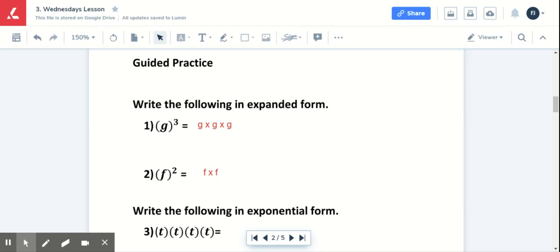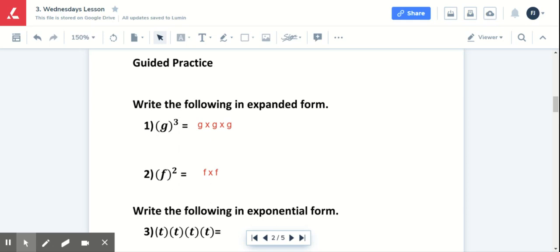Welcome back. So you should have completed all of your guided practice and your practice work. Number 1, write the following in expanded form. So we know that g is our base, 3 is our exponent. This means that we're going to multiply g by itself 3 times. So the expanded form will look like this: g times g times g.